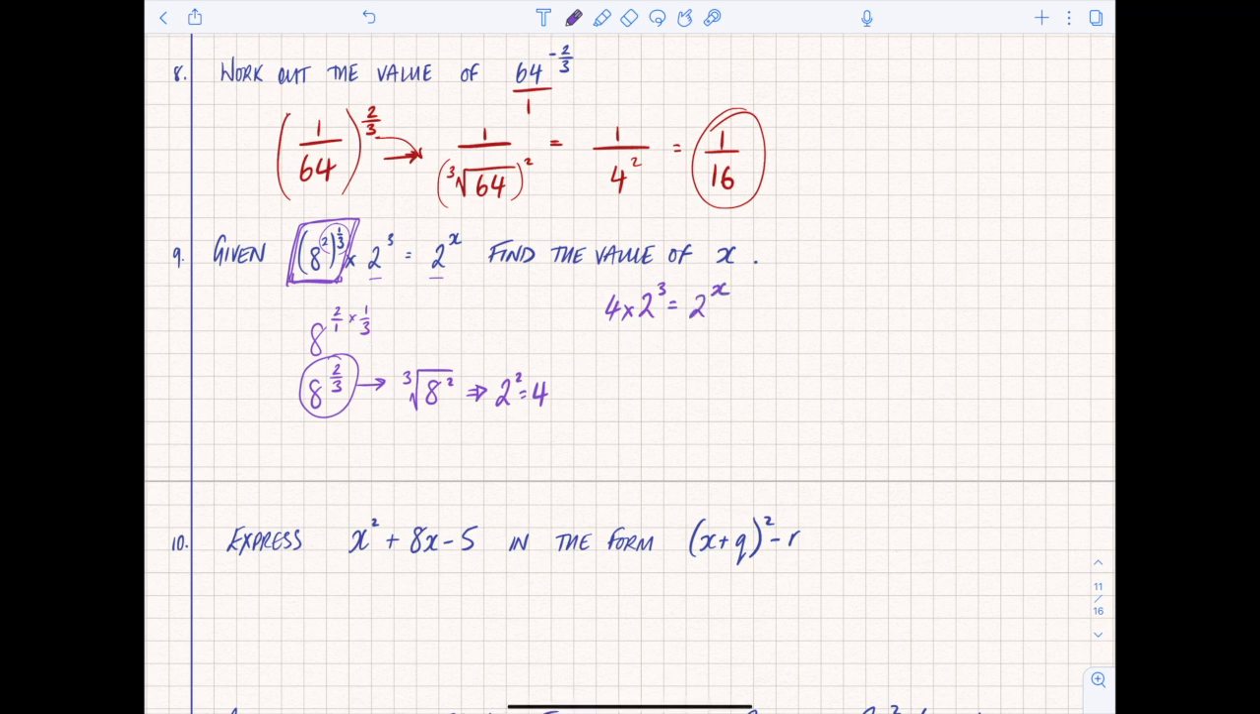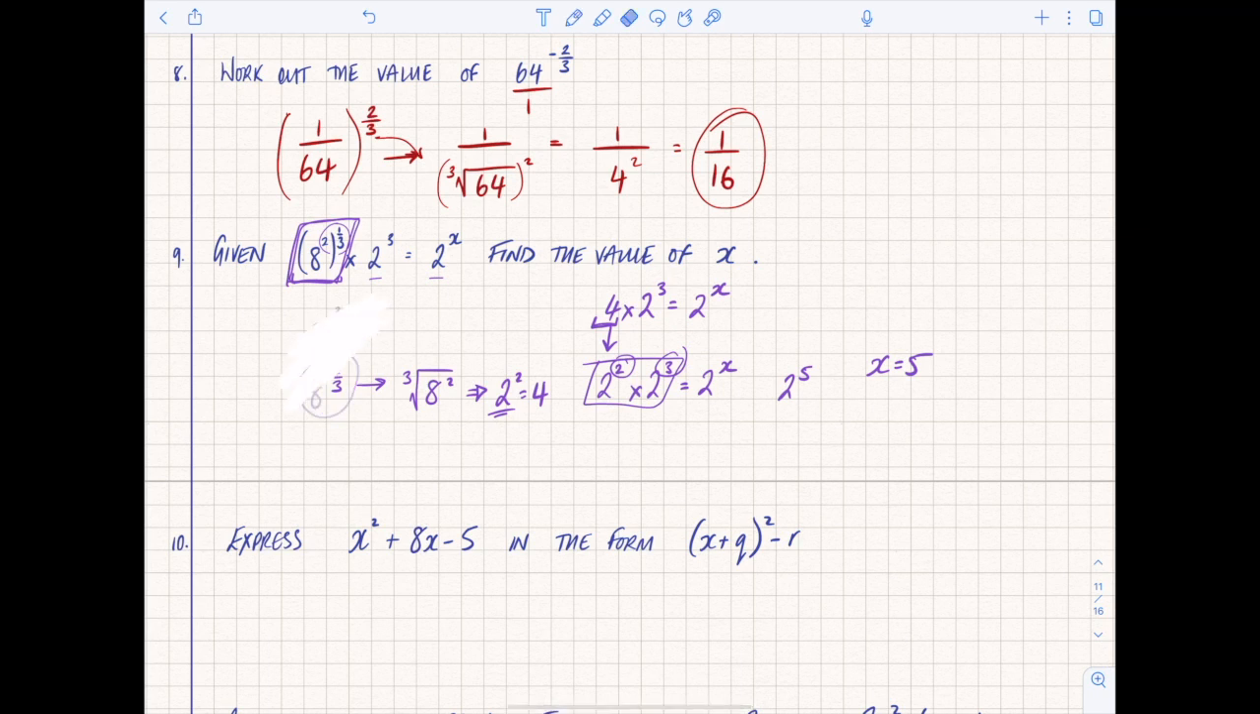And again, what I need to do is get this to a base value of 2. Well, 4 can be written as 2 squared. So I can write that as 2 squared times 2 to the power of 3 is equal to 2 to the power of what? Well, when you multiply indices, you just add those two together. So this would become 2 to the power of 5. So x would be equal to 5. Okay? So that's one way of doing it.